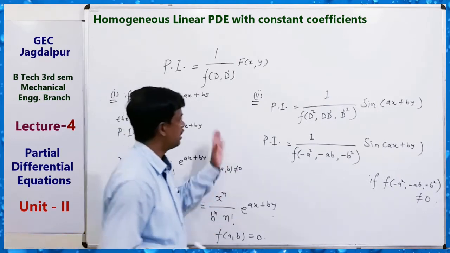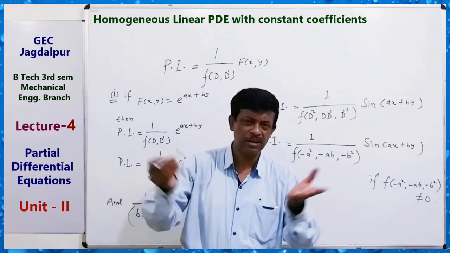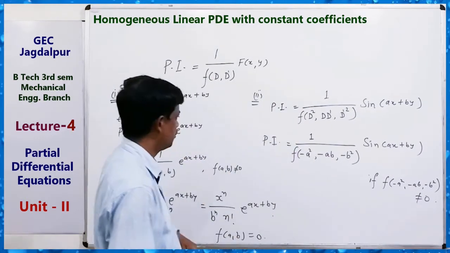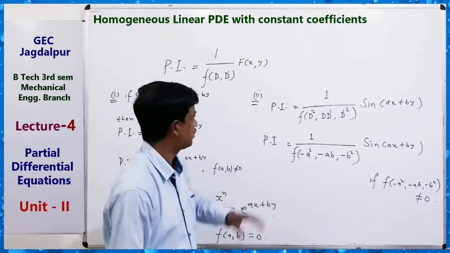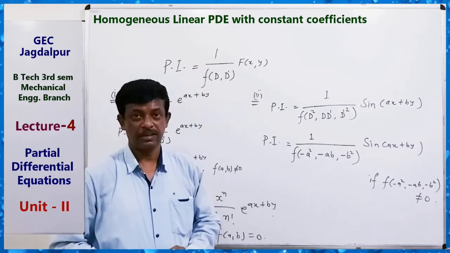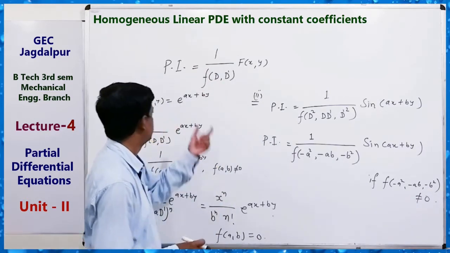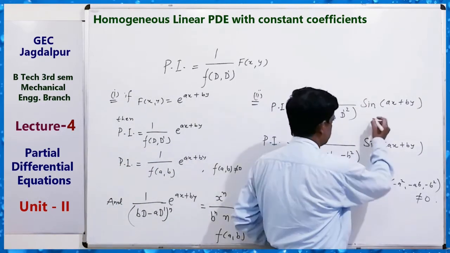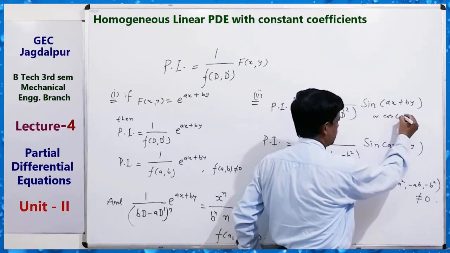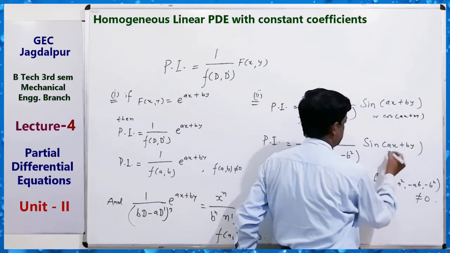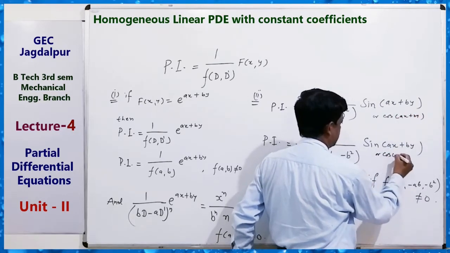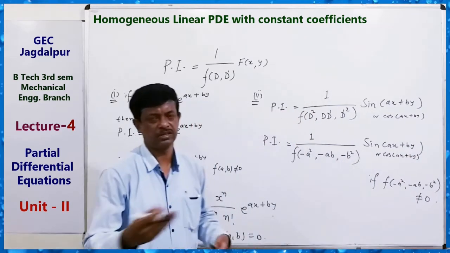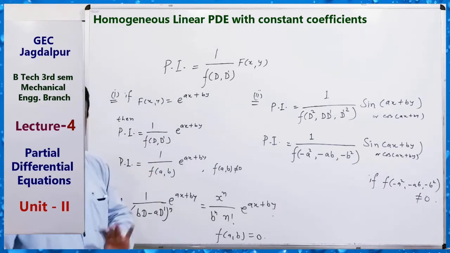So for finding the particular integral, just like the ordinary linear differential equation, you can use this formula, and also this formula, after factorization. Clear? There are two methods: the particular formula from e to the power ax plus by, and the particular formula from sin or cos. We can also write cos(ax plus by) here: sin then sin, cos then cos. Clear? These two formulas.